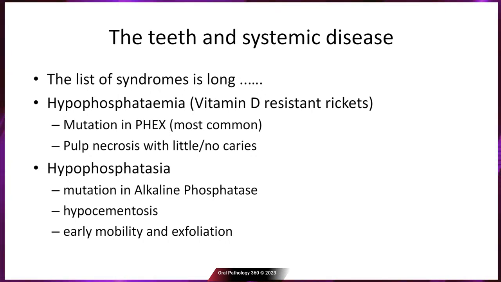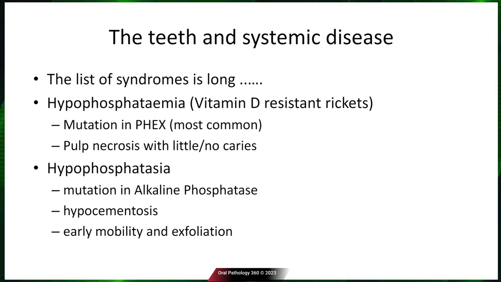So the first of these is variably called hypophosphatemia or vitamin D resistant rickets. Mutation has now been established in a particular gene, although they're most commonly in the PHEX gene, but others have been described. And they tend to present with a particular clinical appearance, that the patients will present with spontaneous abscesses in the teeth, apparently in an incredibly low caries background. And I've got some examples of that.